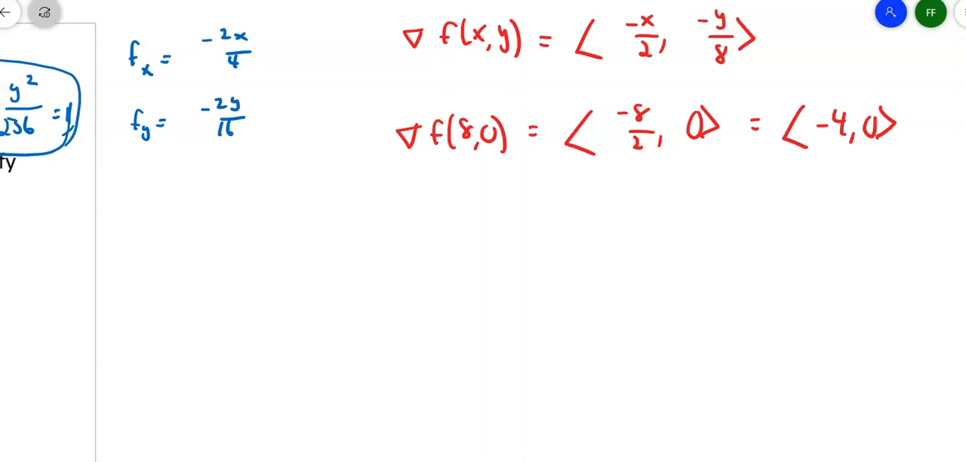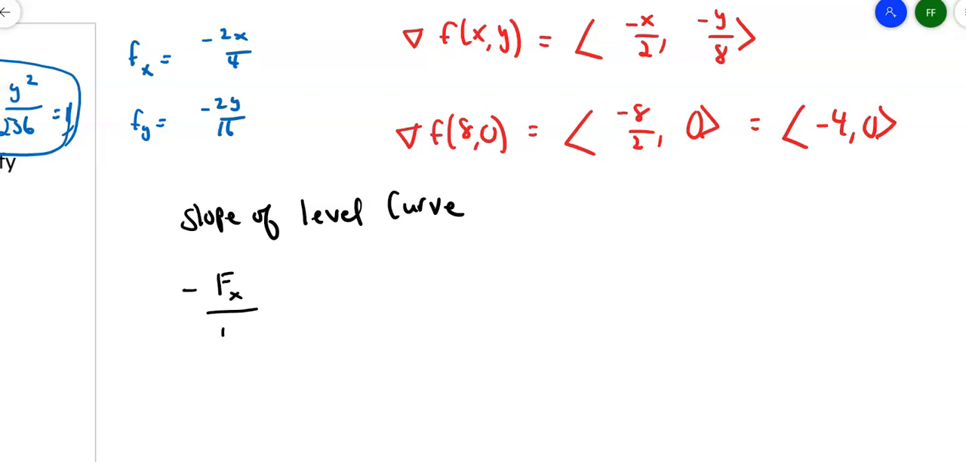Right, can I find the slope of that curve, that level curve, implicitly? So if I know what the gradient is, I know the partial f with respect to x, I know the partial f with respect to y. So let's find the slope of the level curve. Remember the formula for implicit differentiation was the opposite of partial f with respect to x over partial f with respect to y.